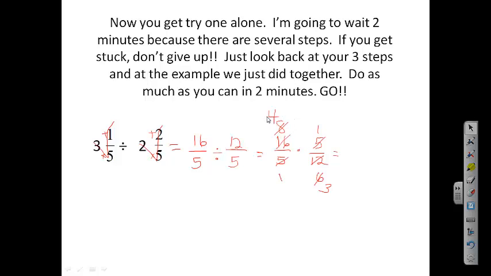Now we've got to multiply. 4 times 1 is 4. 1 times 3 is 3. And that is an improper fraction, so we have to divide it. I'm going to see if I can get the denominator right this time. 3 goes into 4 one time. There will be 1 left over, and the denominator stays the same. So your final answer is 1 1/3. Did you get it right?